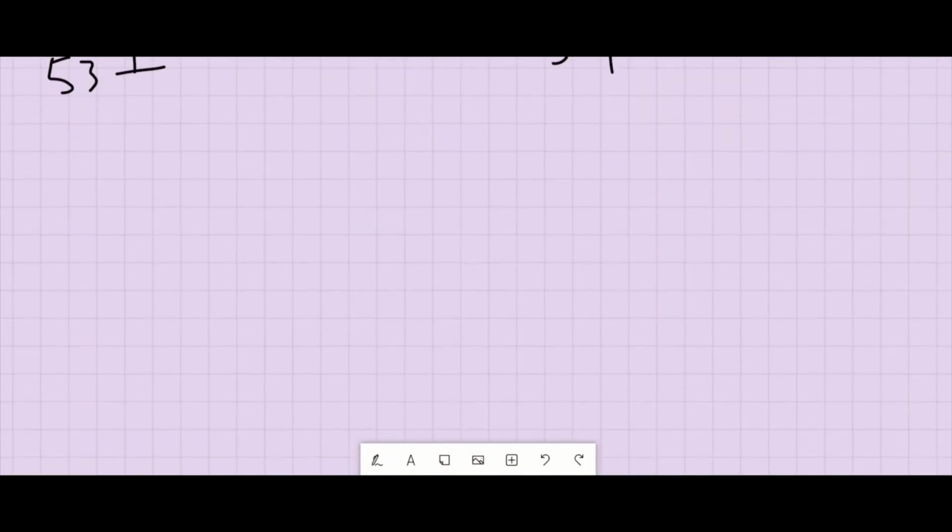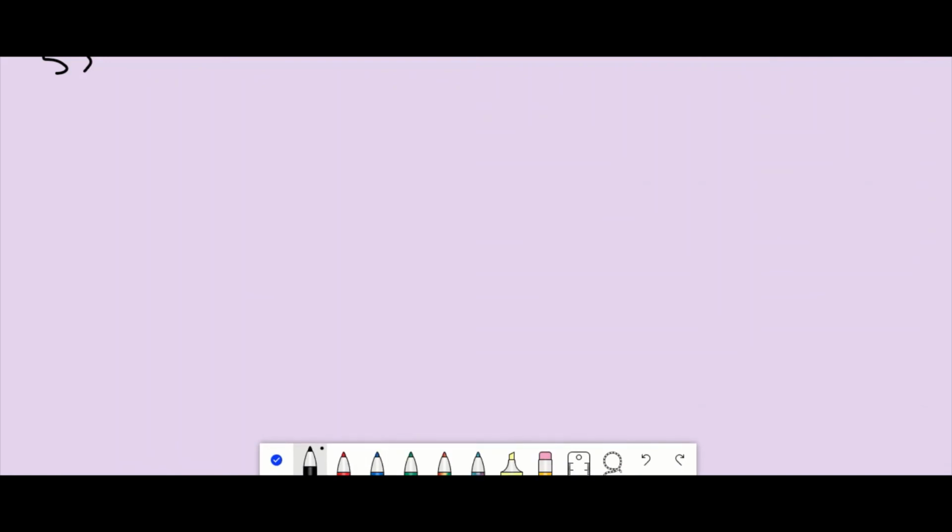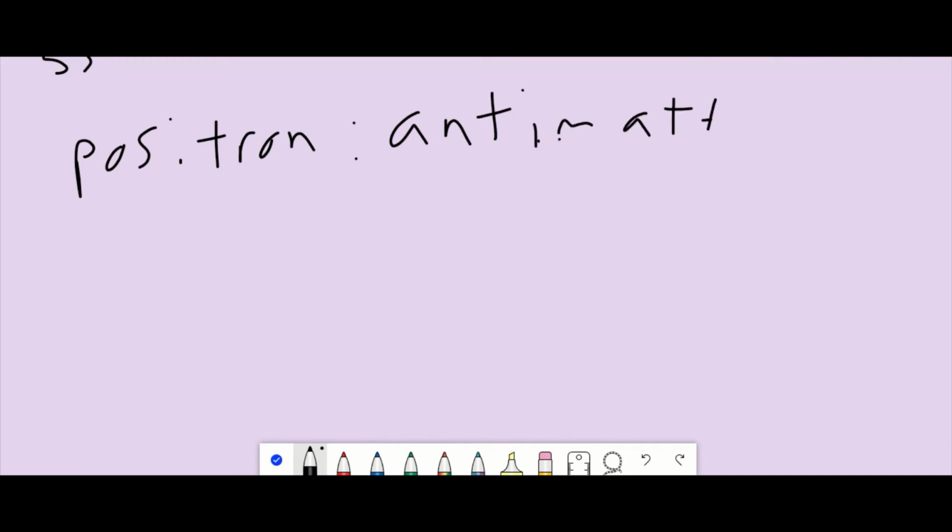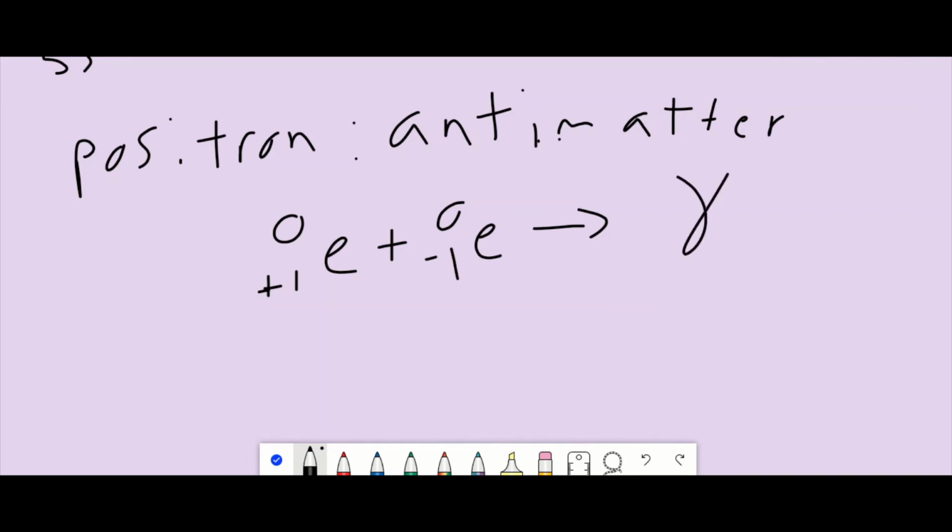Related to beta decay, there's something else called a positron, which is a positively charged electron. This is a type of antimatter. Whereas electrons are 0, -1 e, this is going to be a 0, +1 e. It has the same mass, but the opposite charge. We're not going to focus too much on antimatter, but it's good to know that it exists. When matter and antimatter come together, so if you add a positron to normal electrons, 0, -1 e, it's going to turn into gamma radiation. Sometimes for gamma radiation, I like to put two zeros here because nothing changes, just a lot of energy.